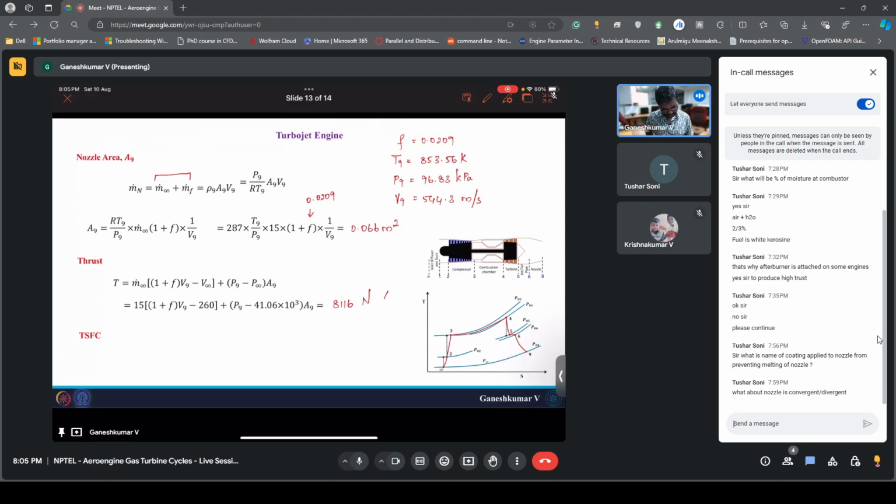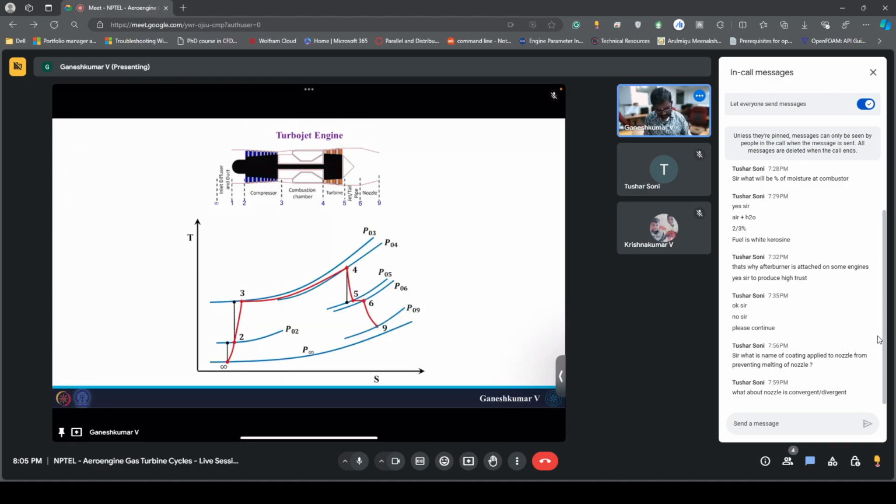So R you can say 8.116 kilonewtons. Why we write it in terms of kilonewton, I will let you know soon. In TSFC, finally we also need to find TSFC. TSFC is nothing but m dot f by F, and again you substitute these numbers. F is 0.0209.